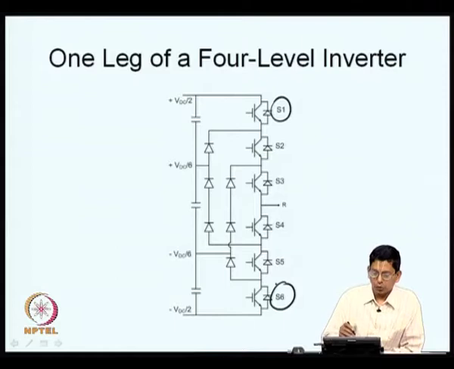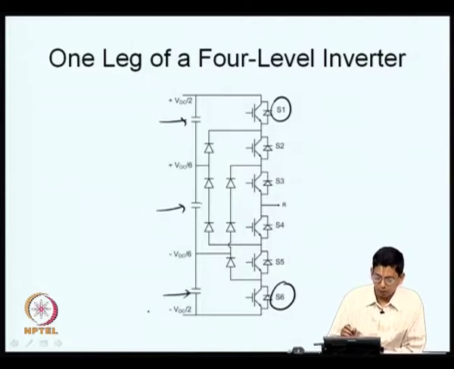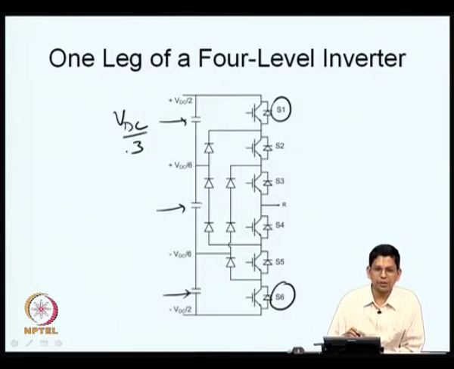And also, instead of 2 different sets of series capacitors, you have 3 sets of capacitors and the capacitors carry a voltage equal to VDC by 3. So, 3 sets of capacitors each support a voltage of VDC by 3, together it adds to the total DC bus voltage VDC. So, these points 1, 2, 3 and 4 are connected now.